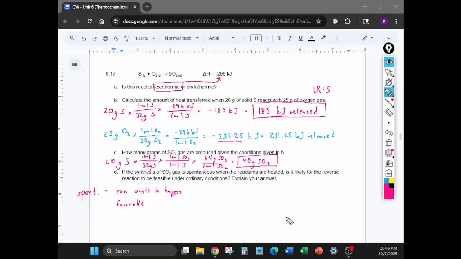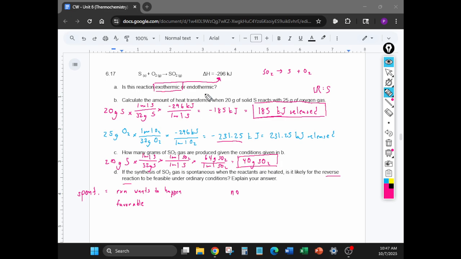And then the question is asking, is it likely for the reverse reaction to be feasible under ordinary conditions, and explain your answer. Now, what the reverse reaction is basically saying is, if this reaction happens, right, and it releases energy, can we go the other way? Can we make SO2 turn back into S and O2? Is that reaction possible? And the answer is no, because if you think about it with the bomb example, once a bomb goes off, is it really possible to bring all the components and make the bomb back together again? No, it's not. So the answer is going to be no.